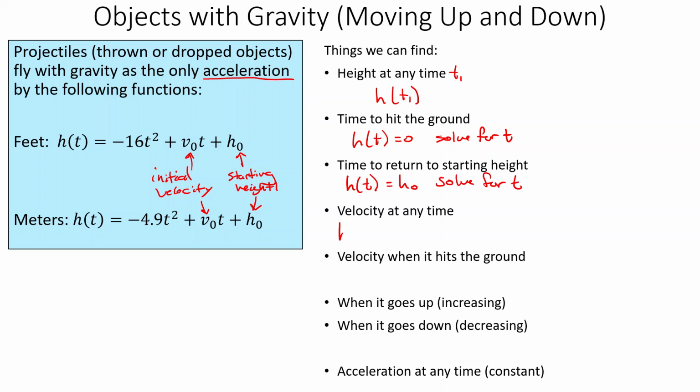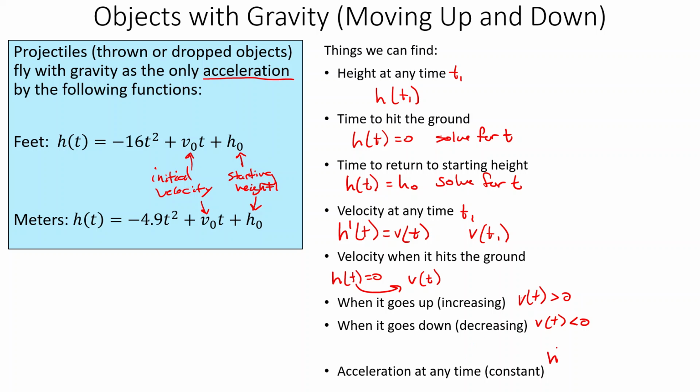Velocity at any time, we take its derivative, h prime of t is equal to the velocity of t. And then if this is, say, t1, then we would say velocity at t1. We plug in the derivative. Velocity when it hits the ground, we'd find when it hits the ground, and then we would take that t and plug it into our derivative. That would be the velocity when it's hitting the ground. When it goes up, that's when the velocity is positive. When it's going down, that's when the velocity is negative. So velocity does have a sign. Positive velocity is going up, negative velocity is going down.